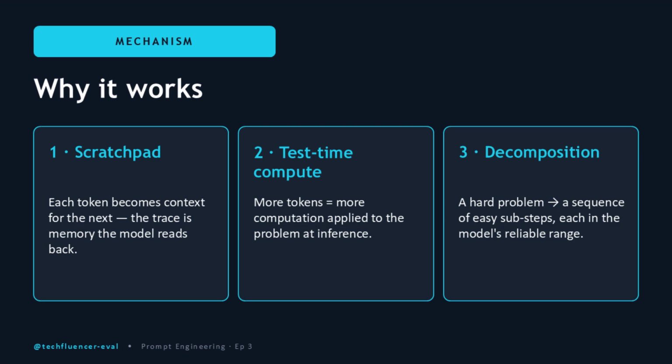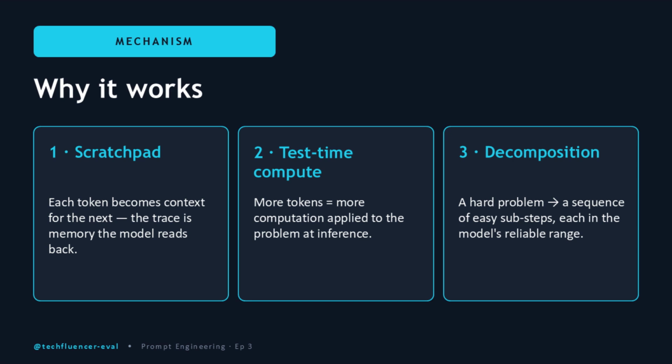Why does this work? 3 reasons. 1. Each generated token becomes context for the next, so the reasoning trace acts as an external scratchpad the model reads back as it goes. 2. It's test time compute. More tokens means more effective computation applied to the problem. 3. Decomposition. A hard problem becomes a sequence of easy substeps, each within the model's reliable range. You're not making the model smarter, you're giving it room to work.